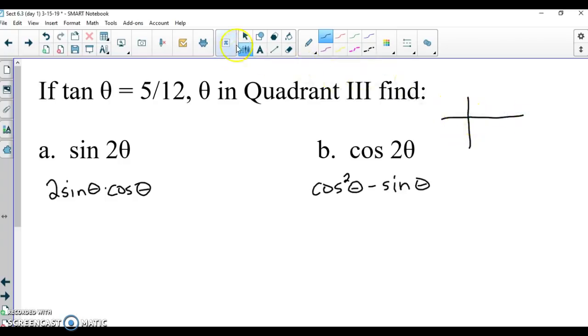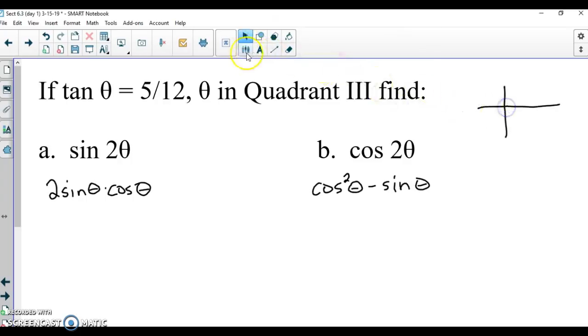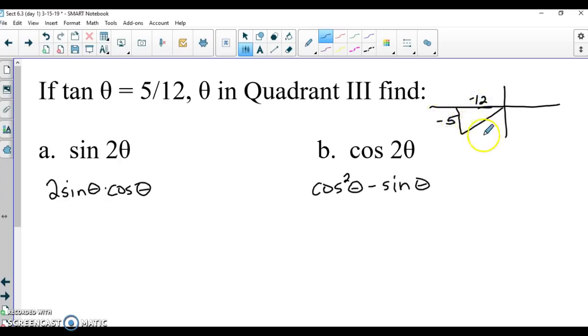Since we're in quadrant 3, I'm going to draw this in quadrant 3. Opposite is 5, adjacent is 12, and they would both be negative since we're in quadrant 3. Well, you're going to use Pythagorean theorem. Negative 5 squared plus negative 12 squared is going to equal our hypotenuse, which we'll call c squared. Well, negative 5 squared is 25. Negative 12 squared is 144. You add those together, you get 169. And then when we are done, c is 13.